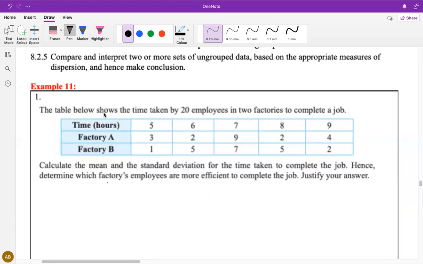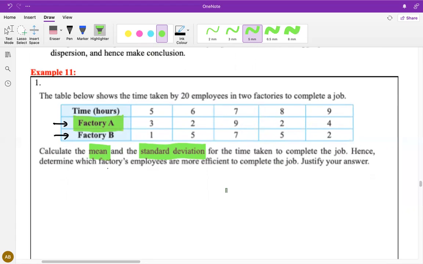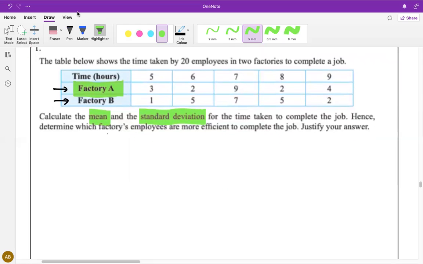The table shows the time taken by 20 employees in 2 factories to complete a job. Calculate the mean for factory A and factory B, and the standard deviation for factory A and B. Then we can compare which factory's employees are more efficient, and justify your answer. So let's do it.